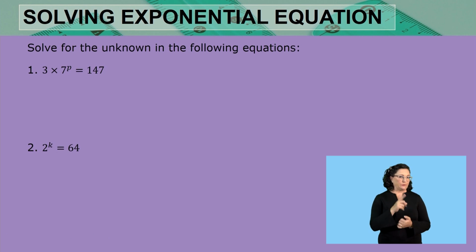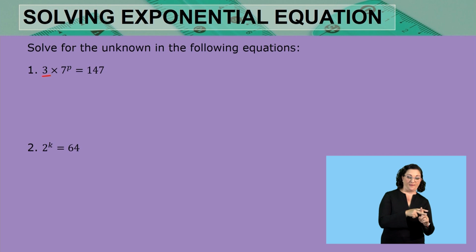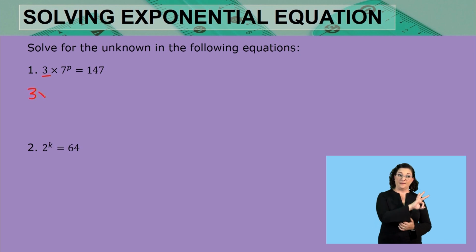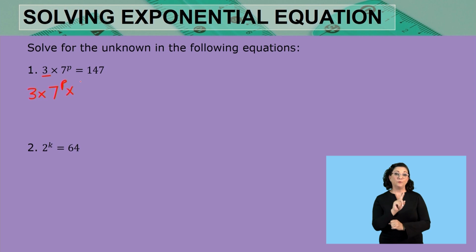So the first one there says 3 multiplied by 7 exponent p is equal to 147. So the first thing we need to do is to apply the multiplicative inverse of that 3 so that we are left with just the 7 exponent p. So that is going to be 3 multiplied by 7 exponent p, and we are going to multiply the 3 with its multiplicative inverse, which is 1/3.